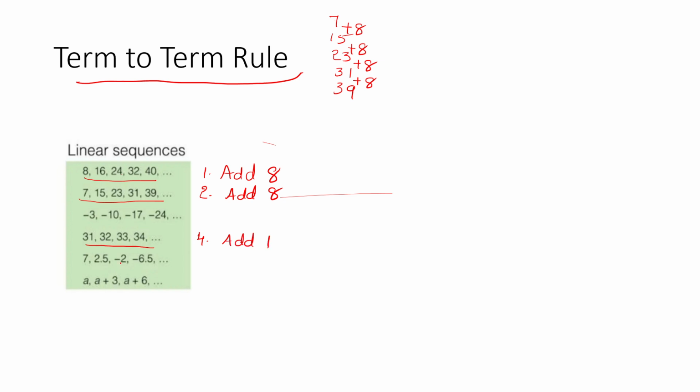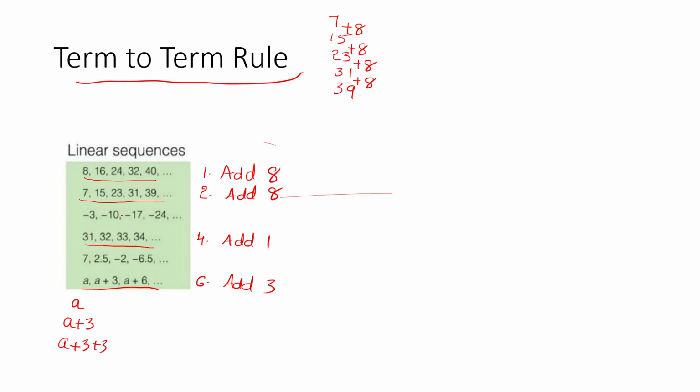So now we will see another simple example. This one you can tell very easily. A plus 3, A plus 6. That is, A means some number, A. Along with that A, I am adding 3. Along with that number, A plus 3, again I am adding a 3. Then it will be A plus 6. So, what is the term to term rule here? For the sixth case, add 3.